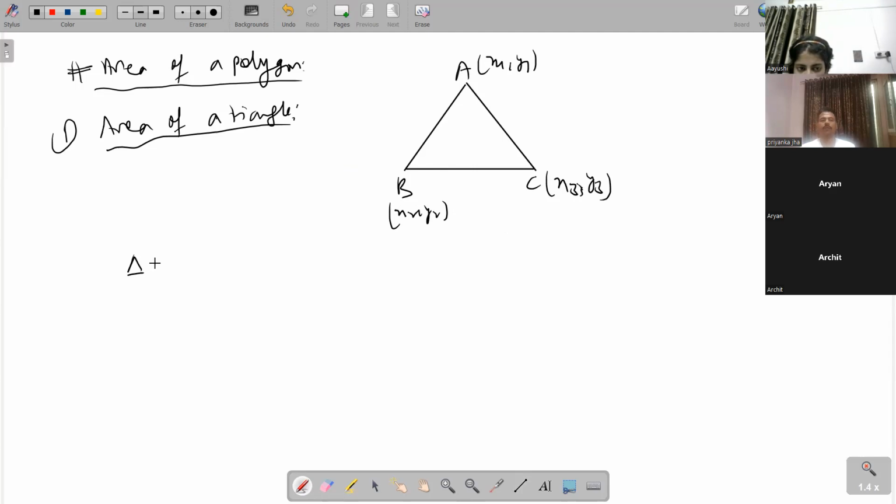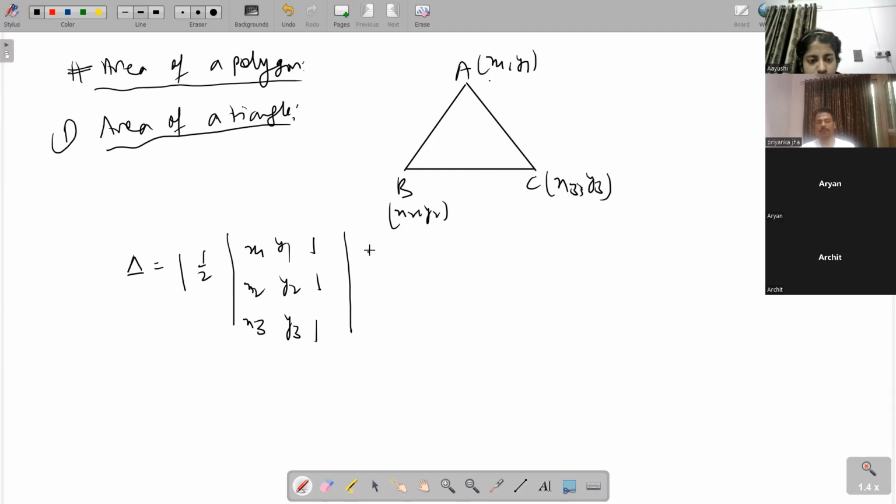So the area is delta. There is a formula for that. Half times the determinant of x1, y1, and then 1, then x2, y2, 1, x3, y3, and 1. And this may give you a negative value as well, so just apply a mod. Do you know determinants?